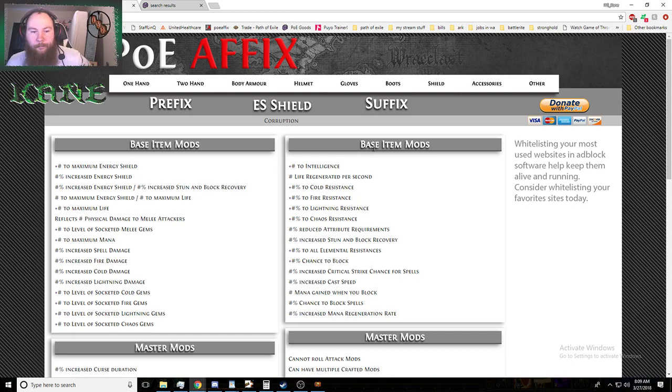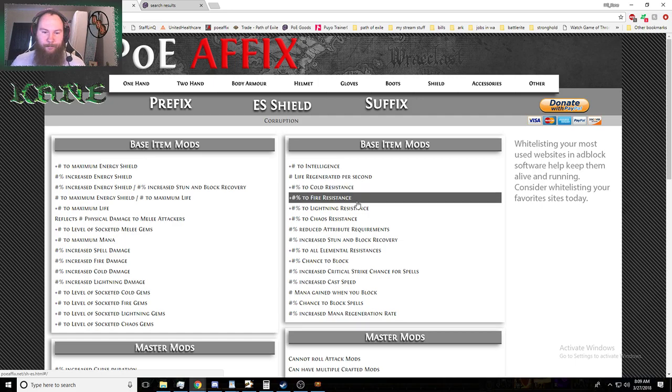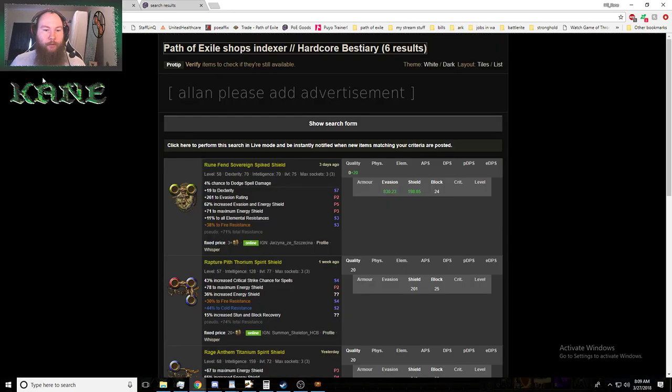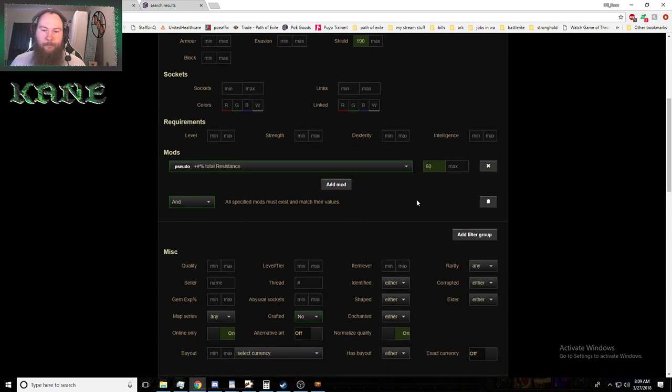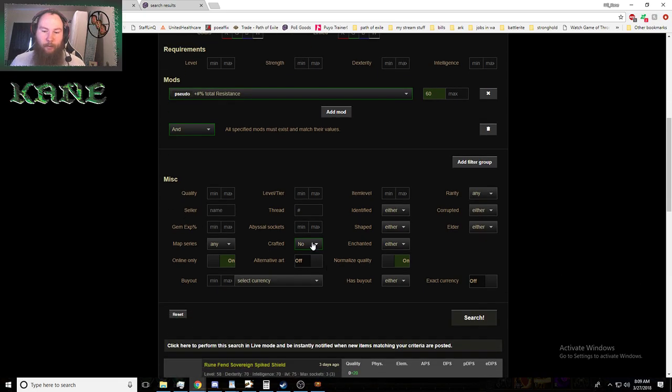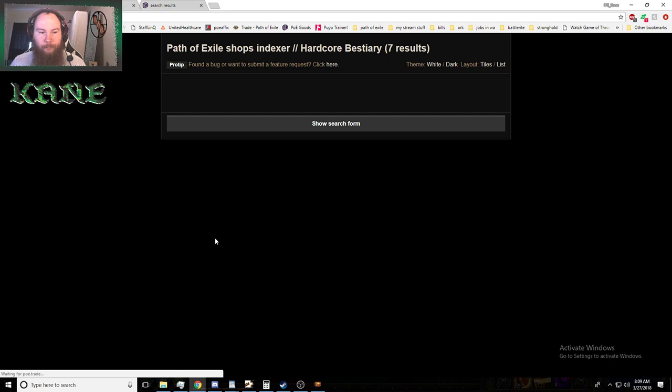For a rule of thumb, all your resistances, unless something changes or something I don't know about, are always going to be a suffix right here. So if you look at this item, I'm searching shields that are at least 190 for at least a total resist of 60. And this is a good starter shield for the build that I'm currently running. I selected no for crafting because I want to be able to craft on it because we're looking for those cheaper items. And then I hit search.